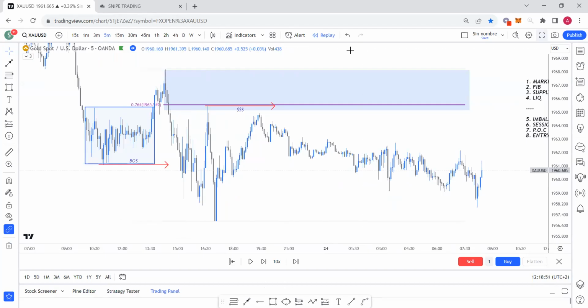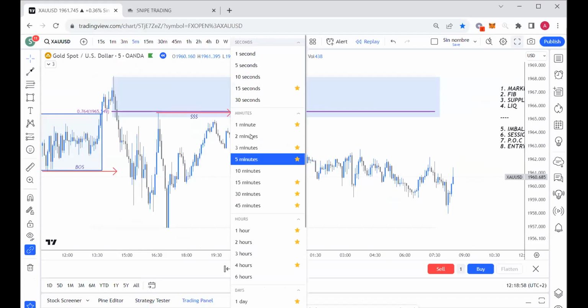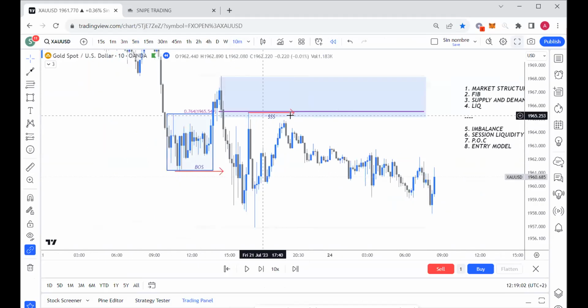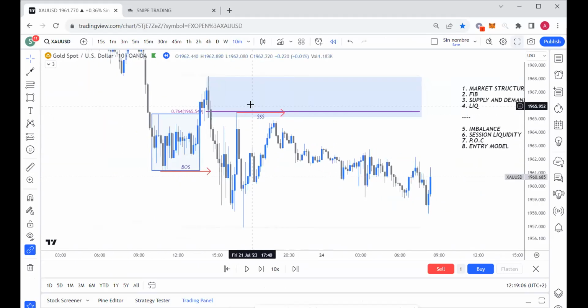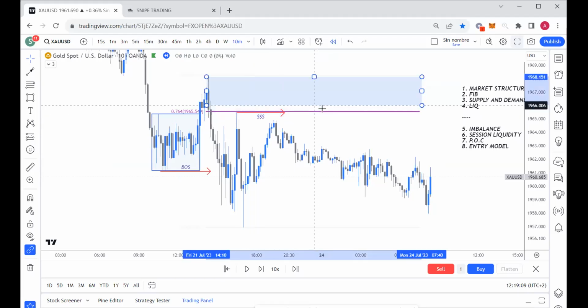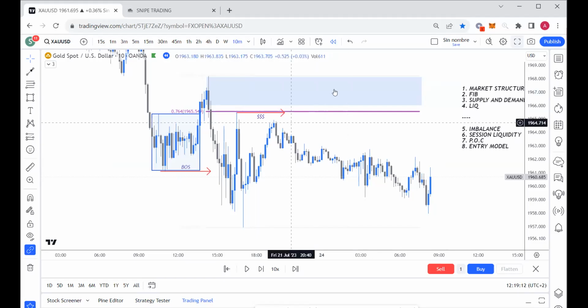Sorry guys, I have something bothering me here. I think it was the 10-minute, which was the best refined zone within the area, accounting for this liquidity, which was this one right here.